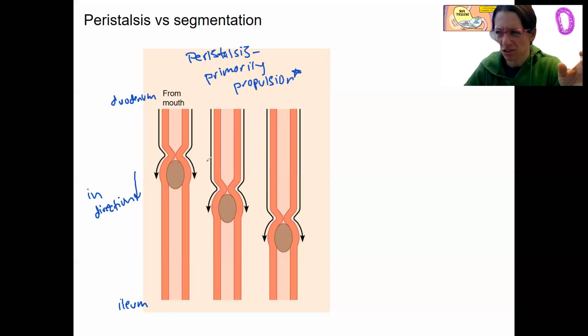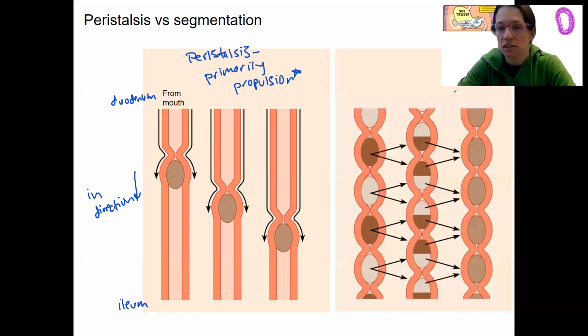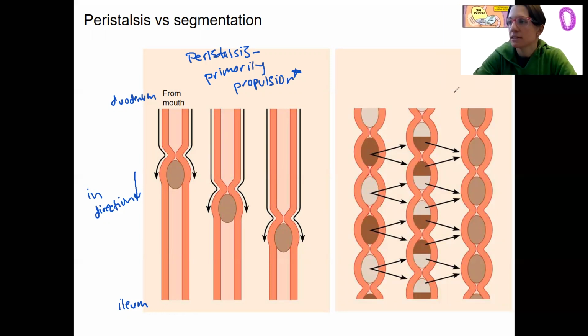A little bit of mixing occurs. This occurs throughout the digestive tract, right? Esophagus as well. That's what we saw before. Segmentation does not occur in the esophagus. It occurs in the small intestine, somewhat in the large intestine as well. So this here is segmentation.